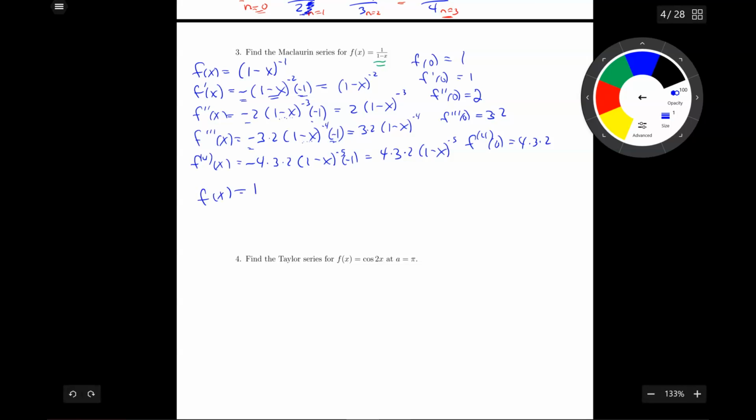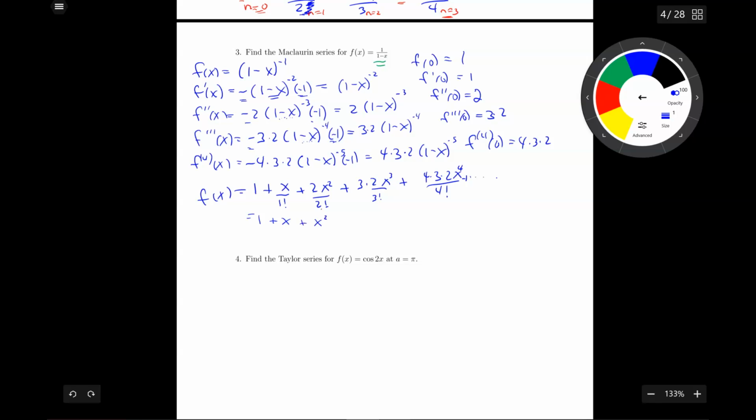So 1 plus x over 1 factorial plus 2x squared over 2 factorial plus 3 times 2 x cubed over 3 factorial plus 4 times 3 times 2 x to the 4th over 4 factorial. And it keeps going. This one is one I definitely want to fix up because look at what I've got going on here.